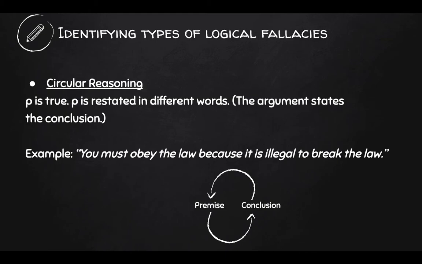In this example, you must obey the law because it's illegal to break the law, right? You're not giving any reasons why you must obey the law. You're just restating that the law is legal, and if you break it, it's illegal, right? Circular reasoning doesn't have any new information in it. It's just restating what you were saying before.